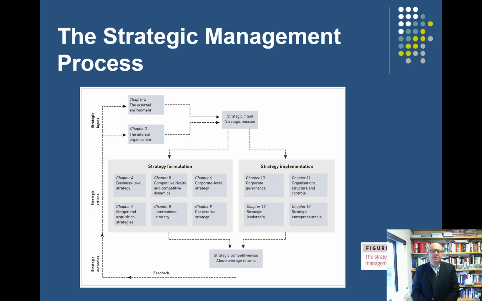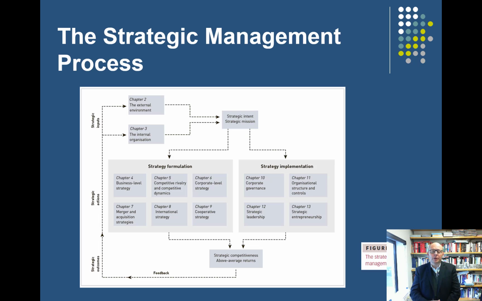So you'll remember in the lecture I introduced this figure. This is a figure that summarises the strategic management process. This is very much the process by which an organisation goes about developing a clear set of strategies for the future, and then how they go about implementing or putting into action those different strategies.